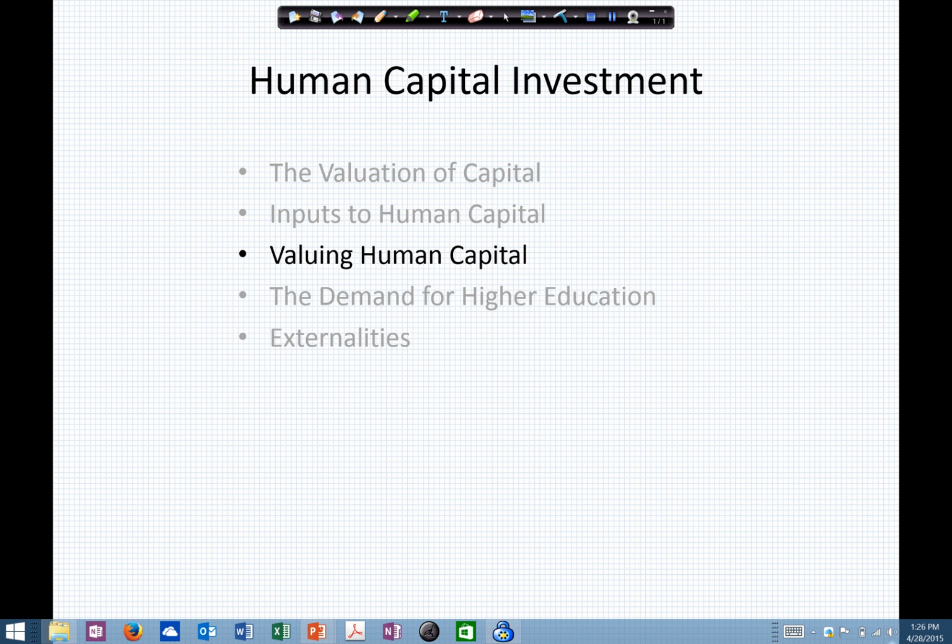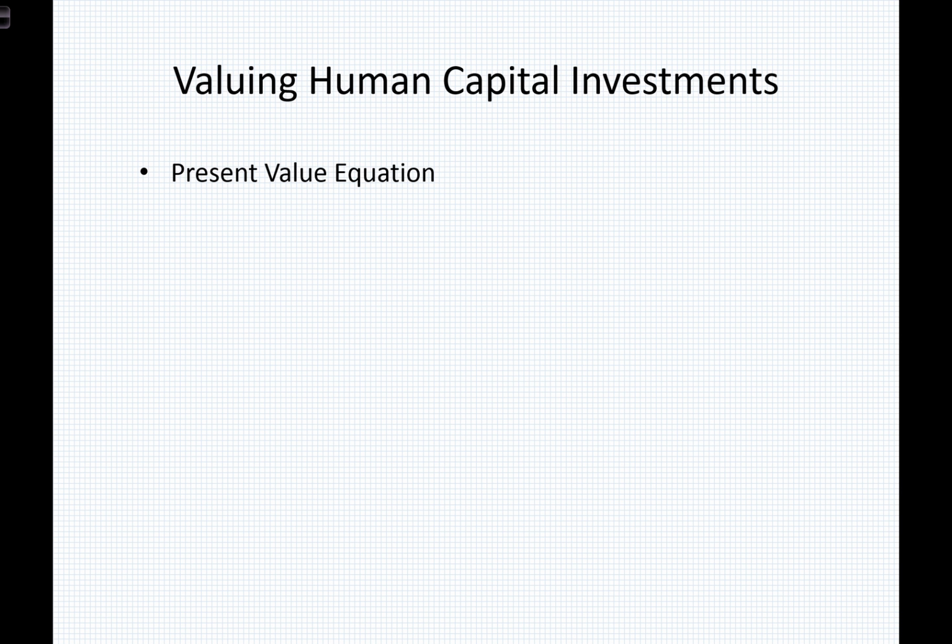In this segment of human capital investment, we're going to take a look at the actual equation and the metric that we use to value human capital. You'll realize that this equation, when you take a look at it, is nothing but a present value equation and really has to do with something akin to the income and production valuation method of capital. So let's take a look at this.